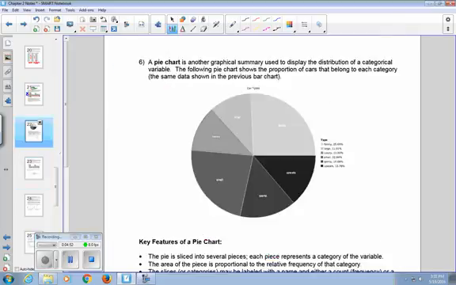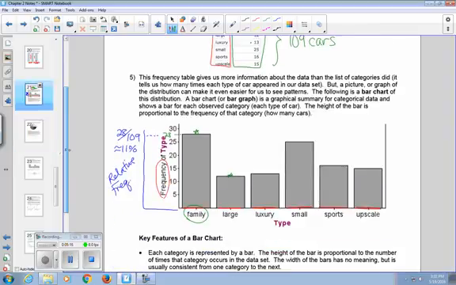Okay, number 6, a pie chart is another graphical summary used to display the distribution of a categorical variable. The following pie chart shows the proportion of cars that belong to each category, the same data that's shown in the previous bar chart. So notice that the family, let's see, is that the one we looked at on the previous page? Oh, let me go back to the previous page. I think I have the wrong percentage here.